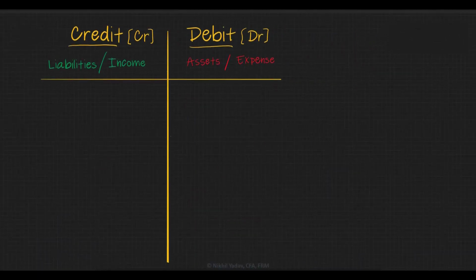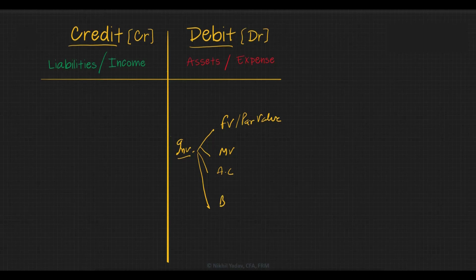Alright, let's start with the basics. When you look at any investment, there are four types of values that you will typically come across. First is the face value or the par value. Second is market value. Third is acquisition cost. And the fourth is book value. Let's look at them one by one.